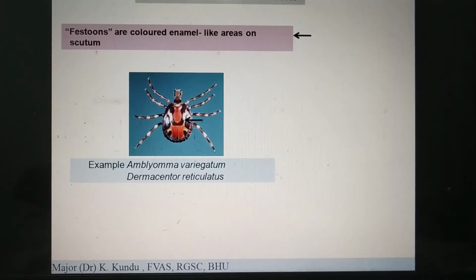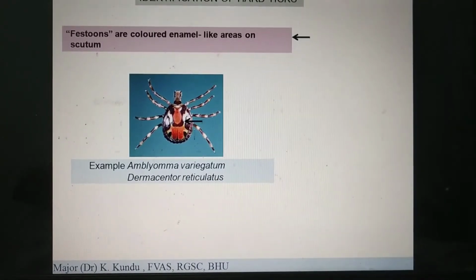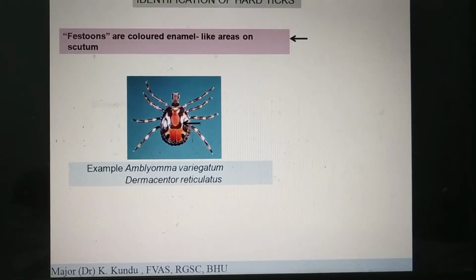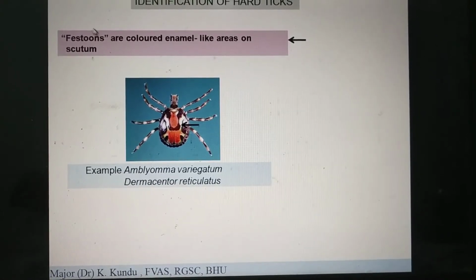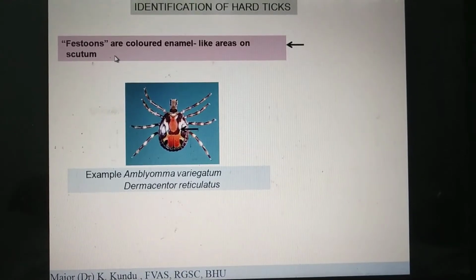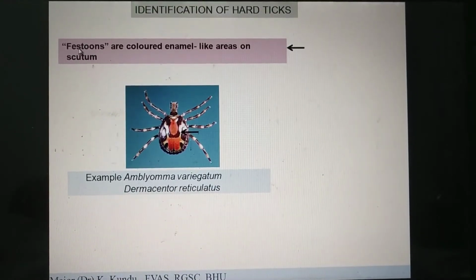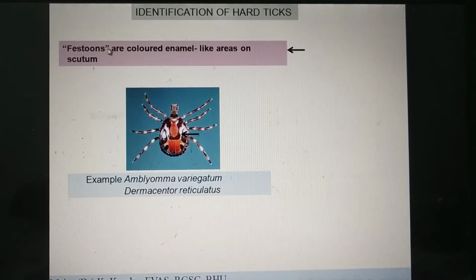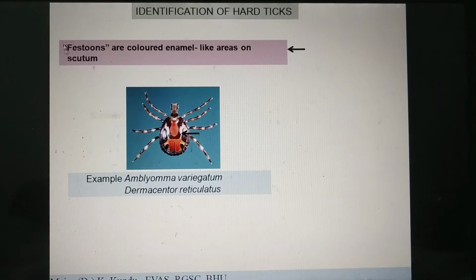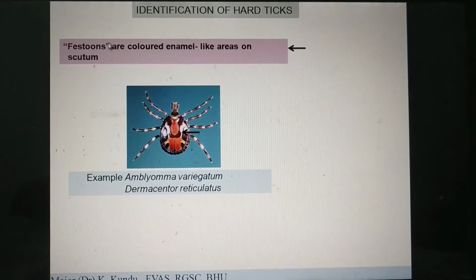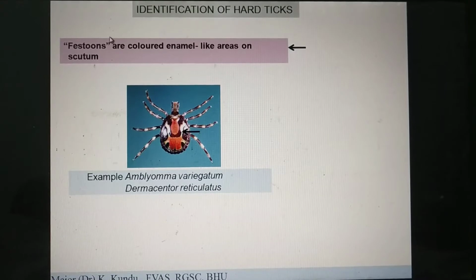Now coming to, so this is actually a mistake made. These are not the festoons. You just correct it. This is called ornate. So what do you mean by ornate? So please correct this. The festoons, it is a mistake.